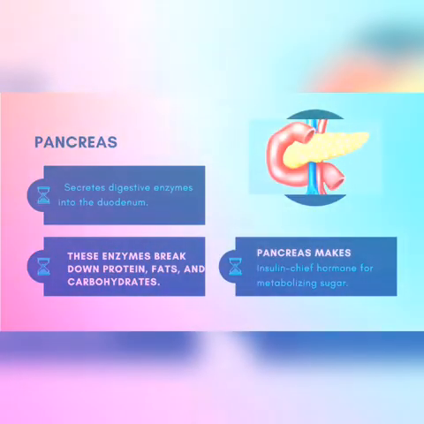So the pancreas is responsible for secreting digestive enzymes into the duodenum, the first segment of the small intestine. These enzymes break down protein, fats, and carbohydrates. The pancreas also makes insulin, secreting it directly into the bloodstream. Insulin is the chief hormone for metabolizing sugar.